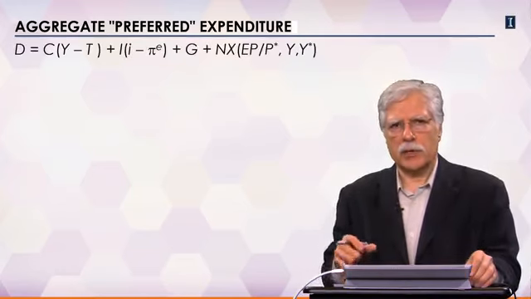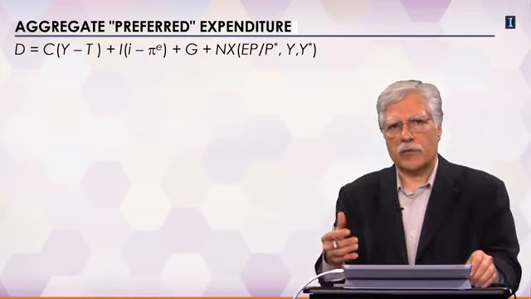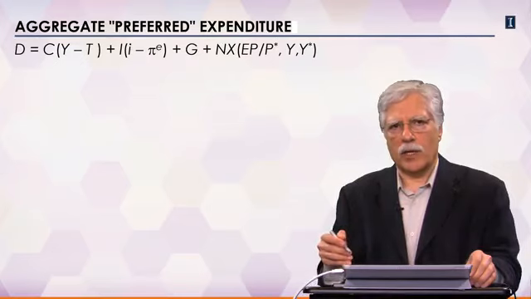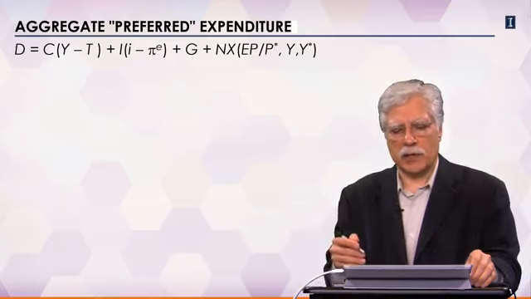Here's putting all those components together. D is aggregate preferred expenditure. It consists of preferred consumption, which we showed as a function of disposable income, C of Y minus T, also a function of real investment, which in turn is a function of real interest rate. And the real interest rate, remember, is nominal interest rate minus expected inflation.